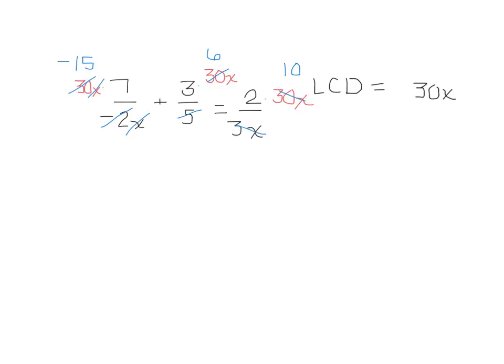So now what we want to do is clean this up a bit. We want to take the first term, negative 15 times 7. That's negative 105. All the x's canceled on that one. We want to take the second term, 3 times 6x. That's 18x. And that equals the third term, 2 times 10 is 20.